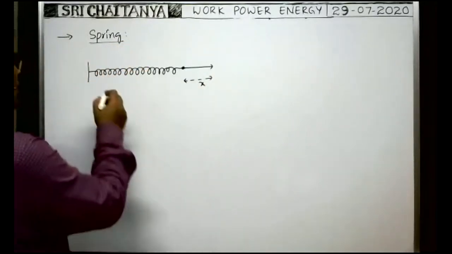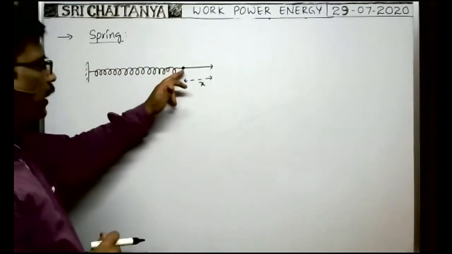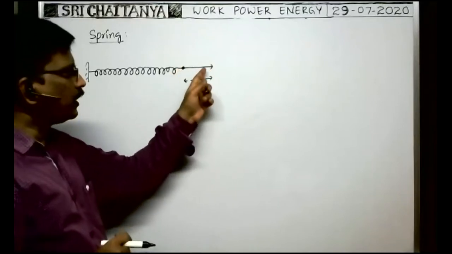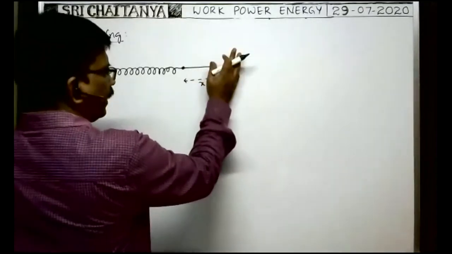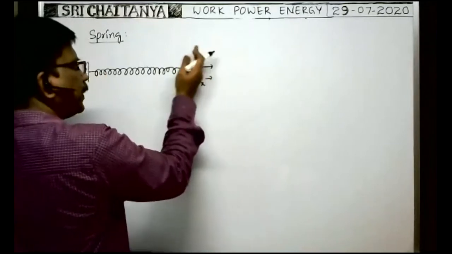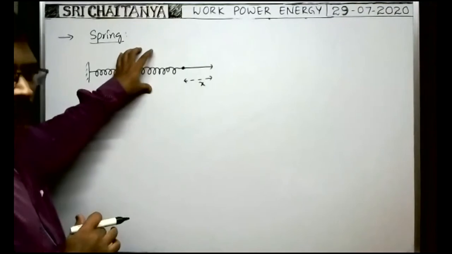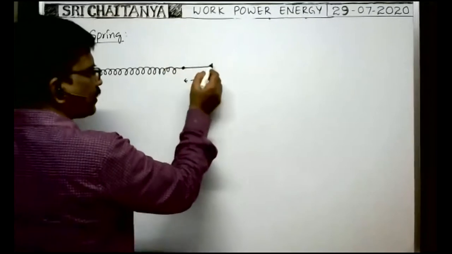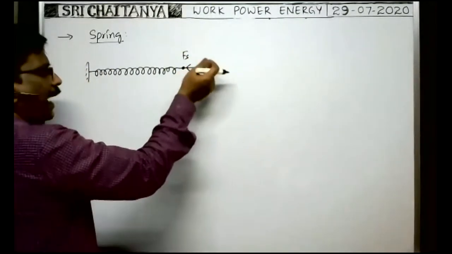Suppose by applying some force on one end of the spring, one end of the spring is fixed and the other end is free. The other end is pulled with a certain force, so that the extension of the spring is equal to x. When you release the spring at this end, immediately the spring comes back. That means whenever the spring is extended or compressed, some forces are developed in the spring because of the elastic property of the spring, and that spring force brings the spring back to the original position.